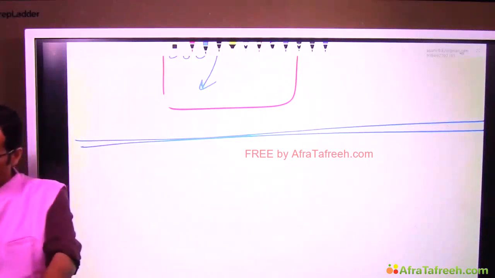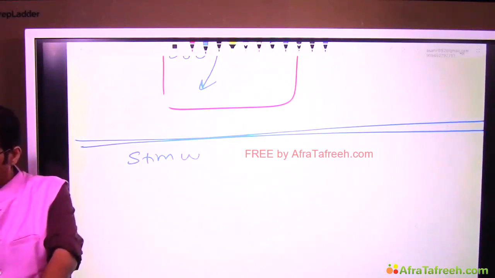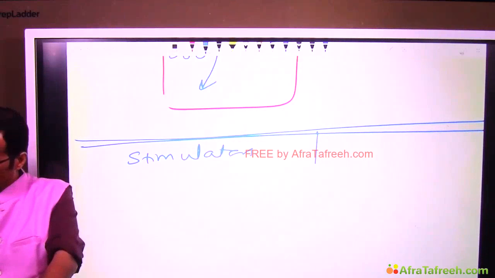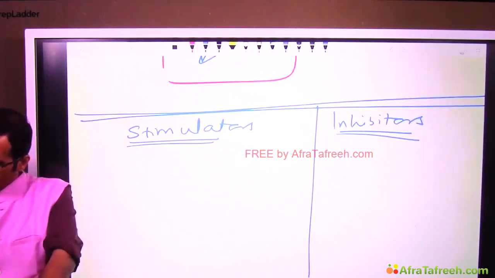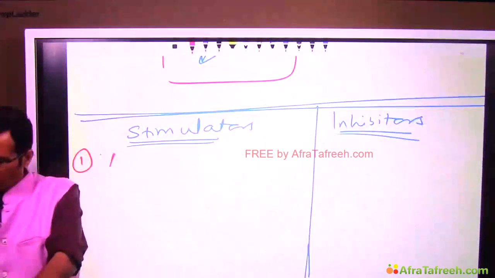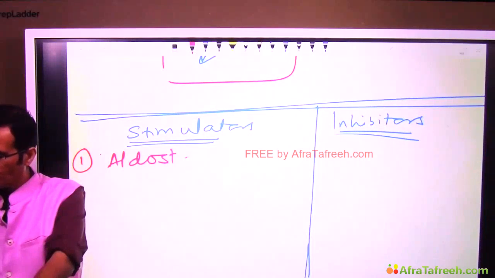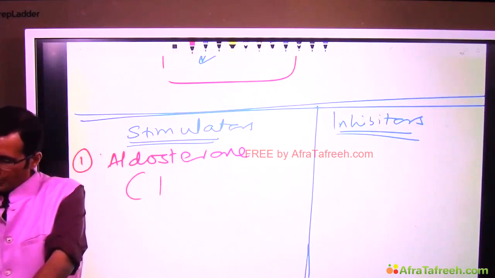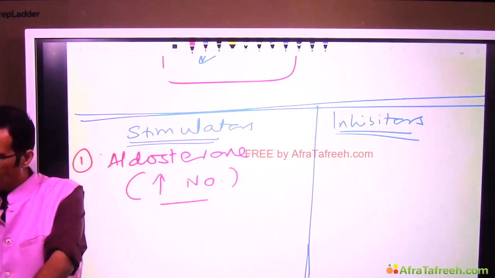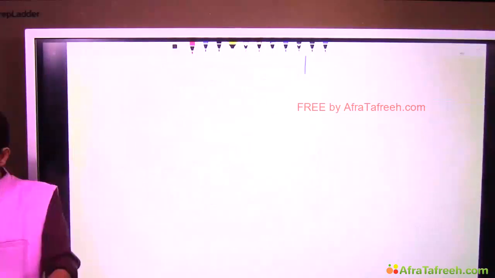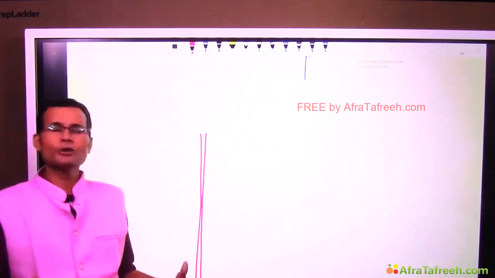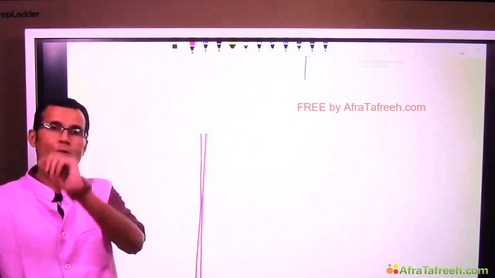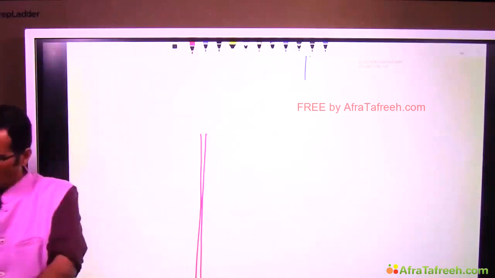Now finally we will see the stimulators and inhibitors of the sodium potassium pump. Well, let's start. Aldosterone is a stimulator of the sodium potassium pump. It increases the number of sodium potassium pumps. I need to explain this. Look, what is the function of aldosterone? It increases the sodium reabsorption.